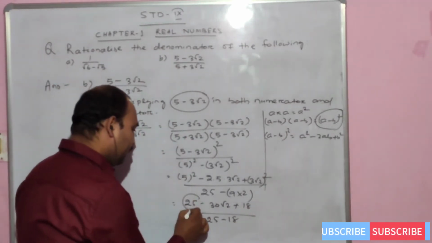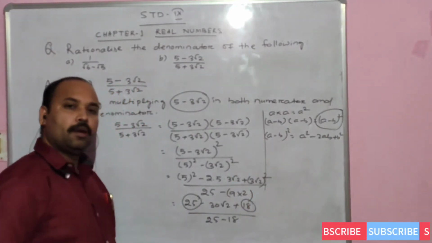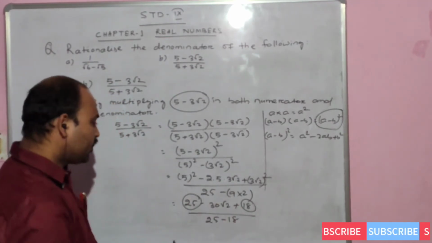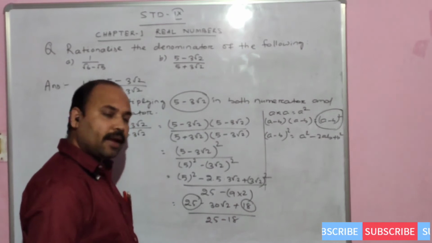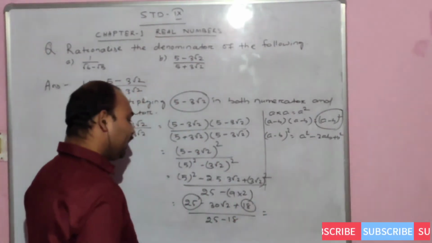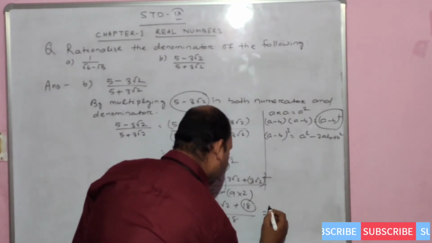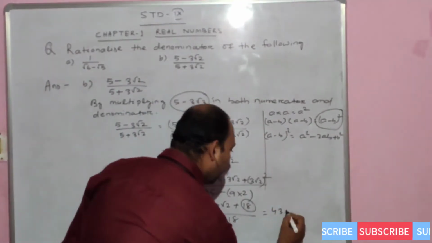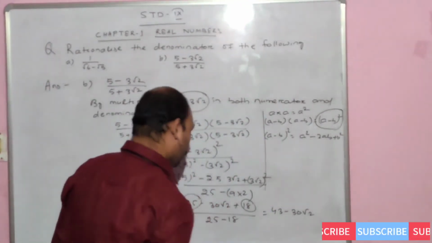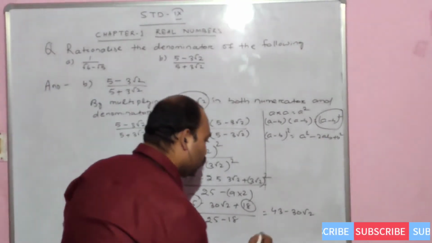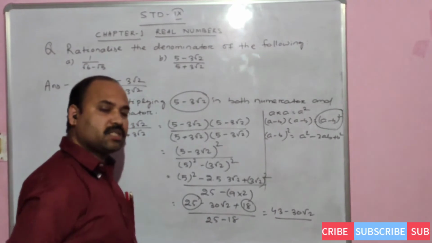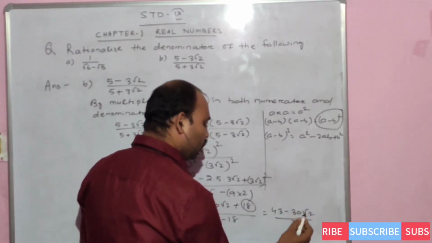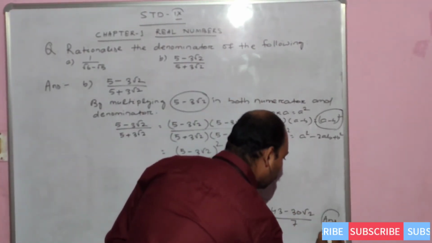Here the 25 and 18, these two numbers are in positive sign, in the same sign. So we have to add these two numbers, the 25 and 18. When we add 25 and 18, how much will you get? Now 43. 43 minus 30√2, upon 25 minus 18 equals 7. So (43 - 30√2)/7 is the answer. Okay?